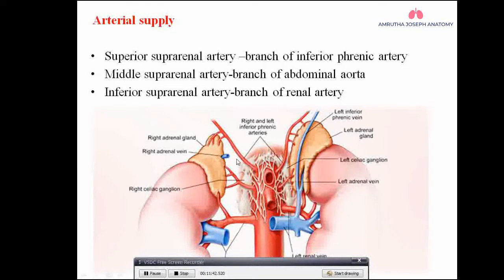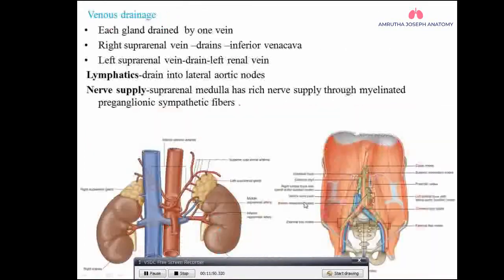This can be seen on either side, right and left side: superior suprarenal, middle suprarenal, and inferior suprarenal arteries. Venous drainage. Now, we have seen the gland is supplied by three arteries, but the veins are single, single on right and single on left. Right suprarenal vein drains into inferior vena cava directly, whereas left suprarenal vein drains into left renal vein. Left renal vein drains into inferior vena cava.